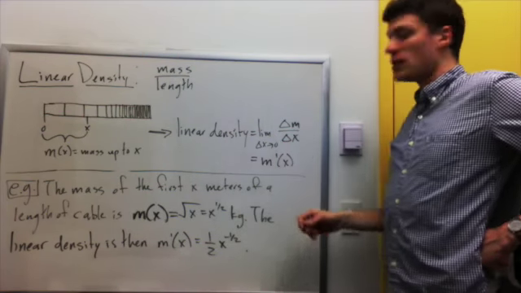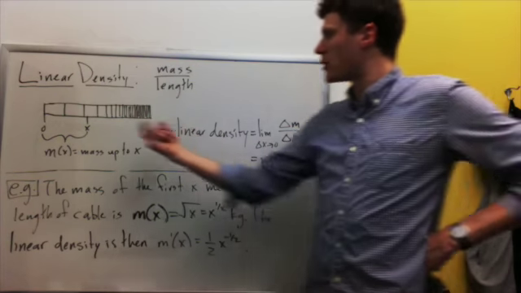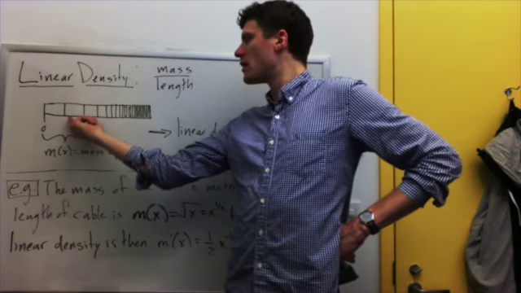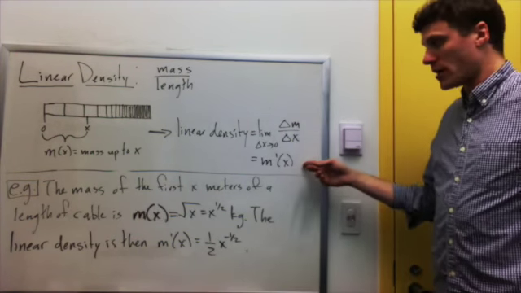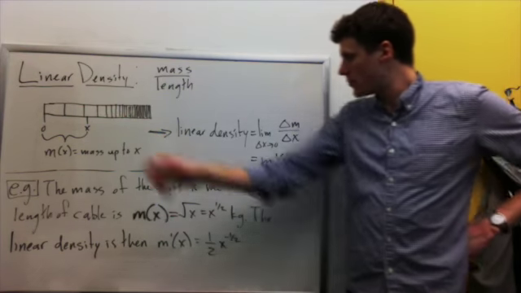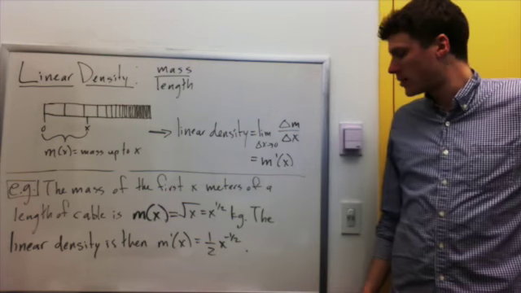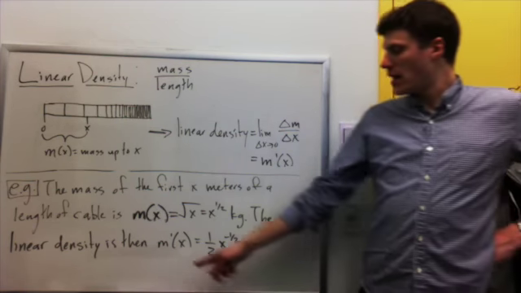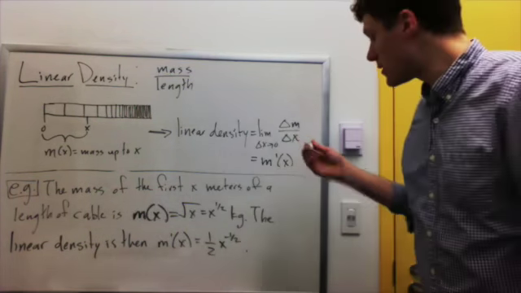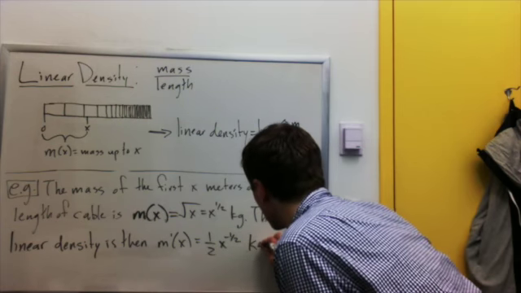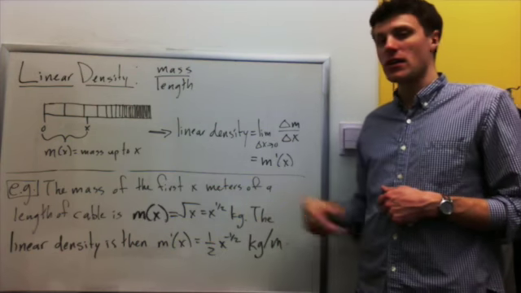The linear density then is going to be the limit as delta x goes to 0 of the change in mass over the change in x. We can take an average density of a piece and then let the length go to 0, and that will give us the linear density, which is a derivative. It is m prime. So for example, the mass of the first x meters of a length of cable is given by m of x equals the square root of x, which is x to the 1/2 kilograms. The linear density is then m prime of x, which is 1/2 x to the minus 1/2. It's important for us to get the units in there, so let me write that in. This will be kilograms per meter, because m of x is in kilograms and x is in meters.